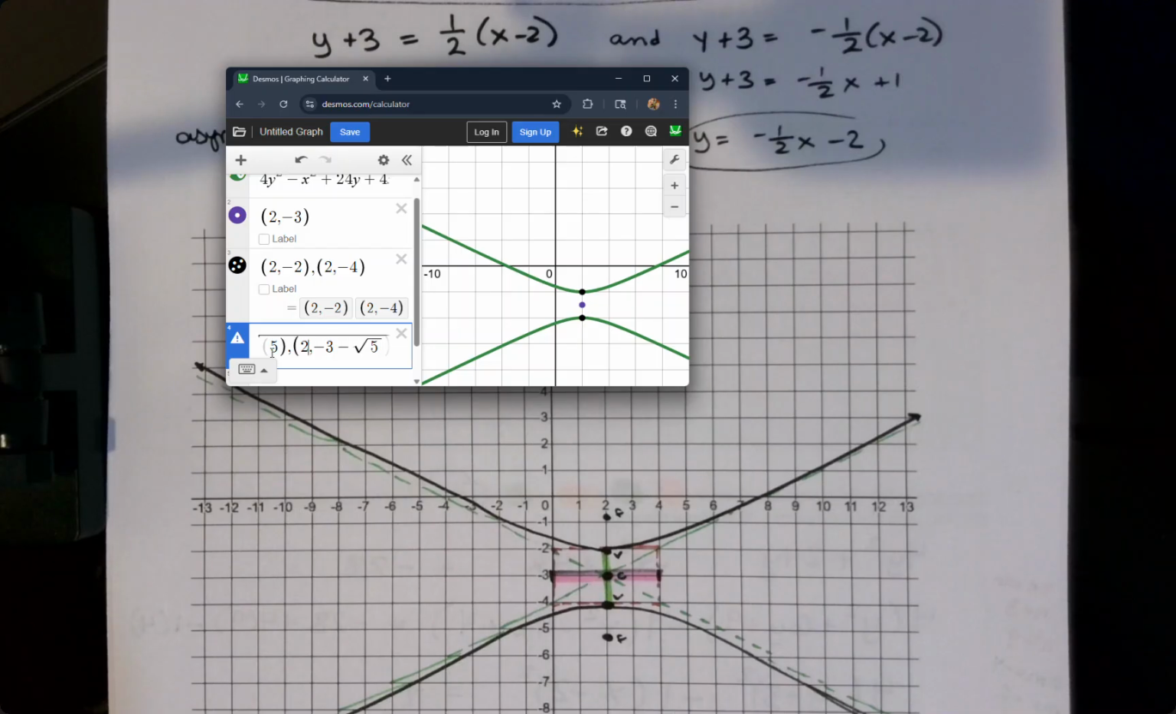I don't think I typed that all incorrectly. I put it all in the square root. That is not where it's supposed to be. Cut that out.